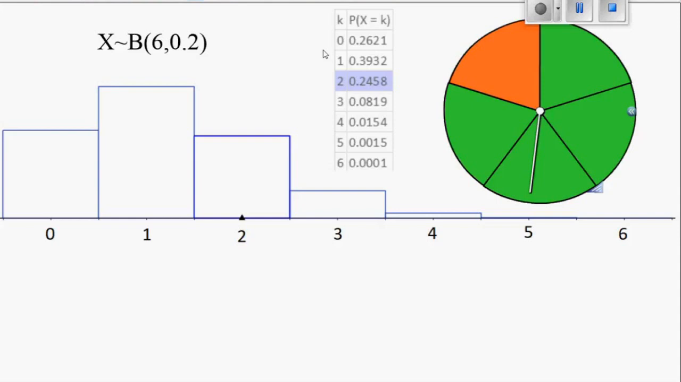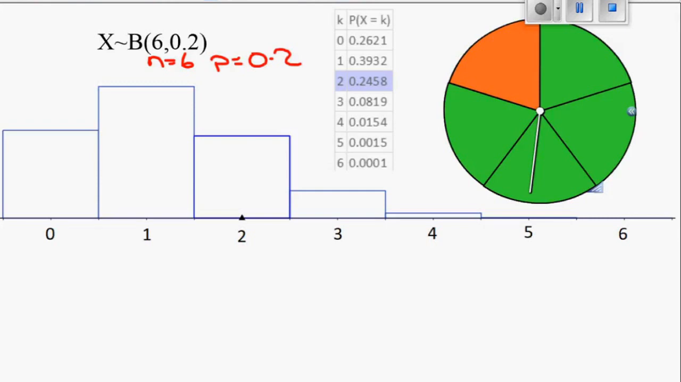A quick reminder of how we're going to state this distribution. So I'm going to say X is distributed using a binomial distribution. The first number is the number of trials, so I've tried spinning the spinner 6 times. The second number is the probability. N is 6, P is 0.2.